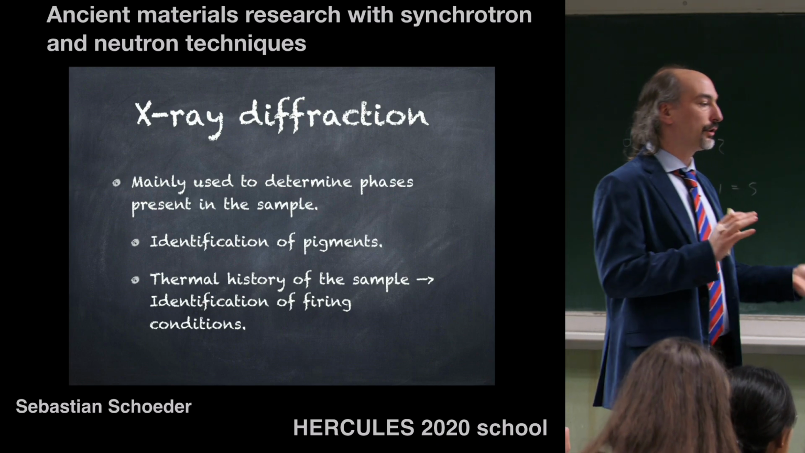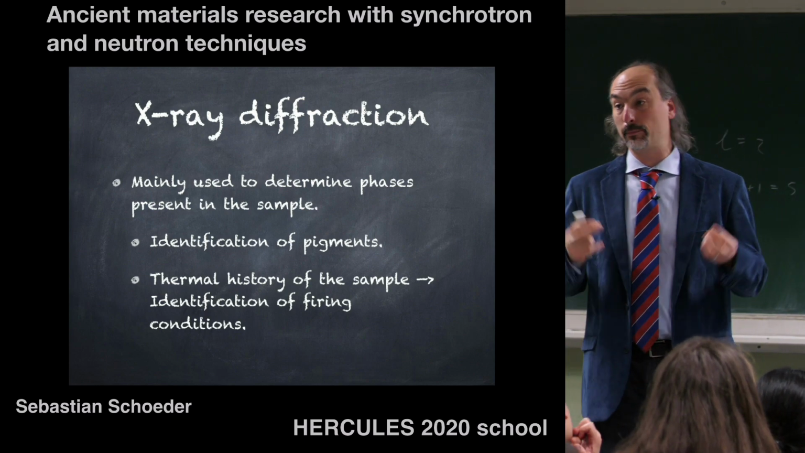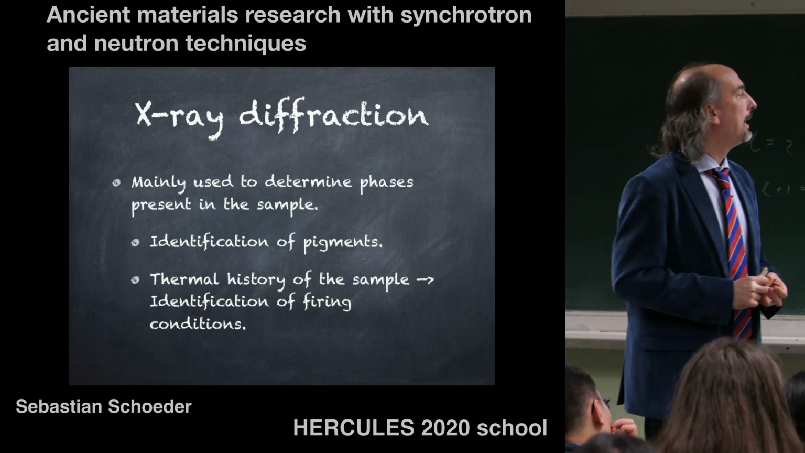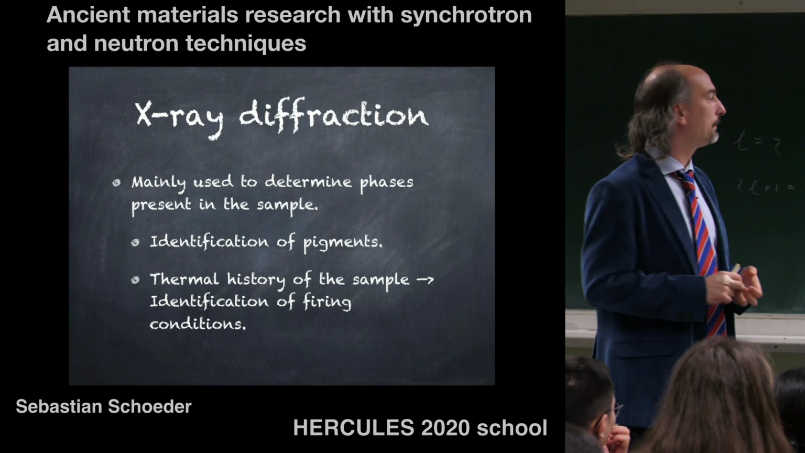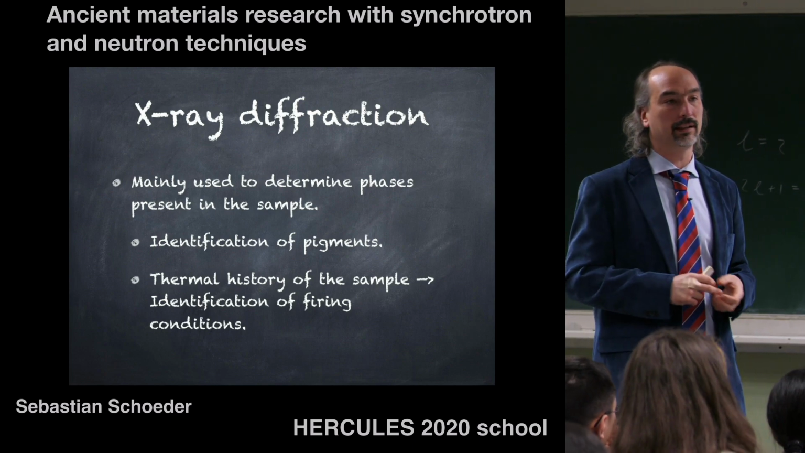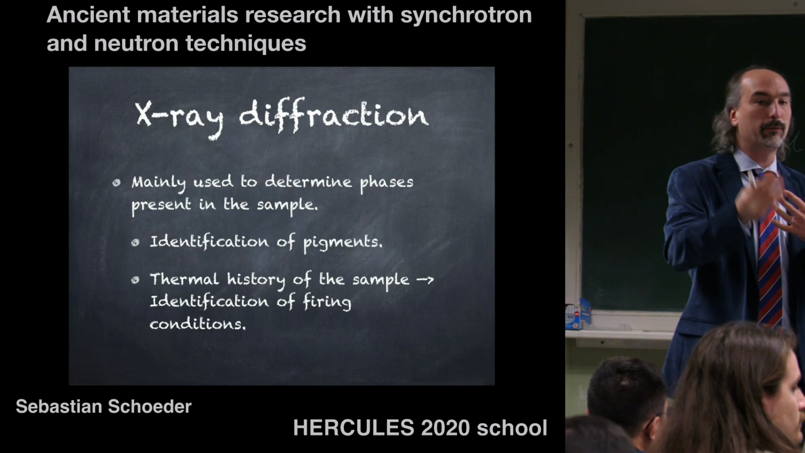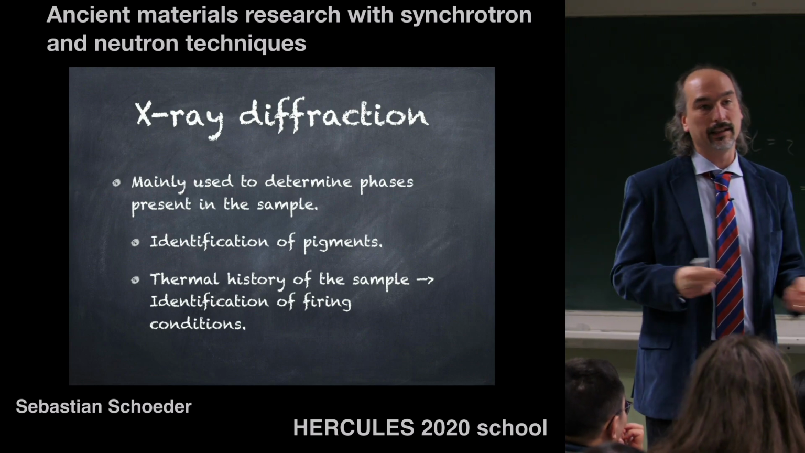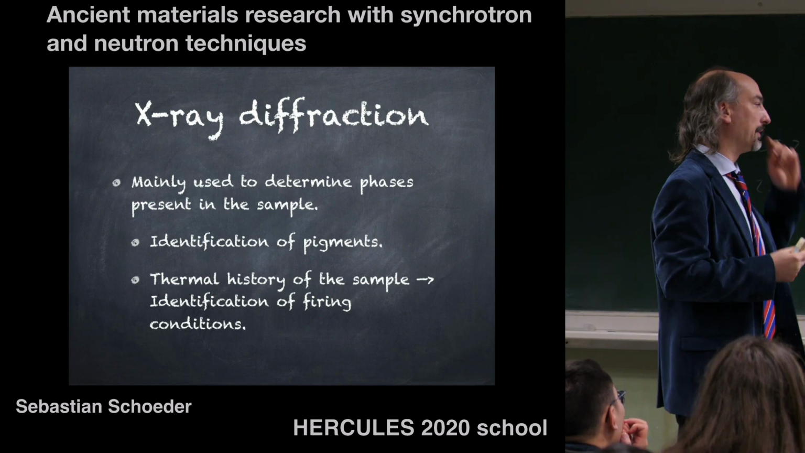Now, X-ray diffraction in cultural heritage is mainly used to determine the phases that are present in our sample, so the mineralogic phases. And this can be used to identify the pigments that we have in our sample, and it can be used to shed some light on the thermal history of the sample. For example, if we have ceramics that are typically heated to very high temperature, if we find some high temperature phases in our sample, then we can judge that we probably heated our sample at some point to this degree.